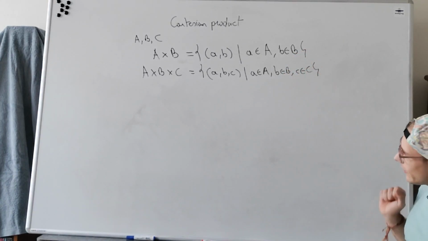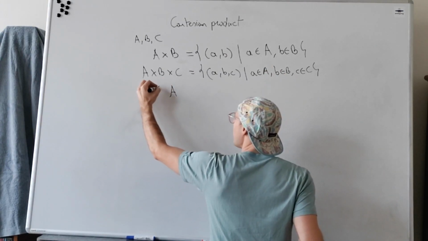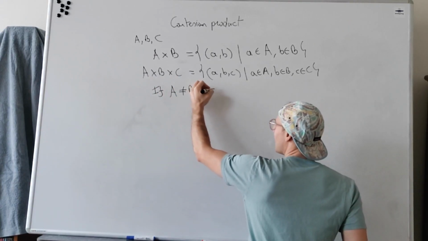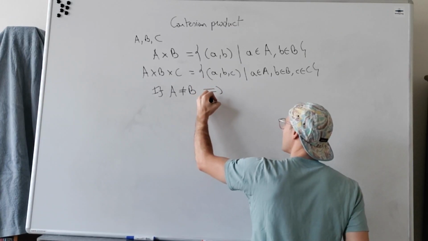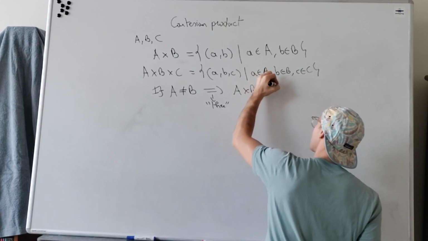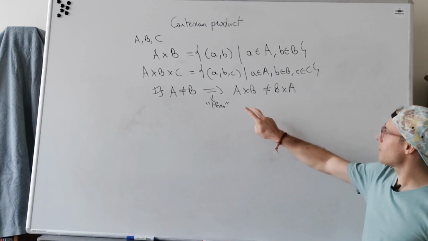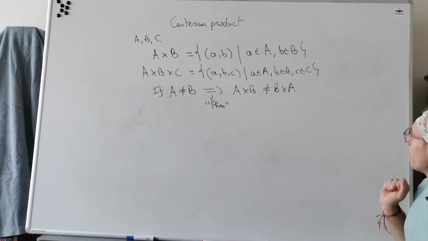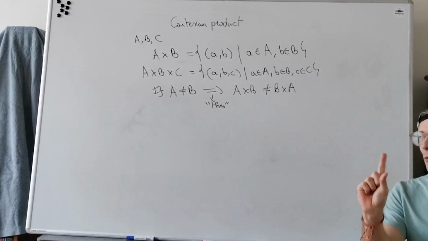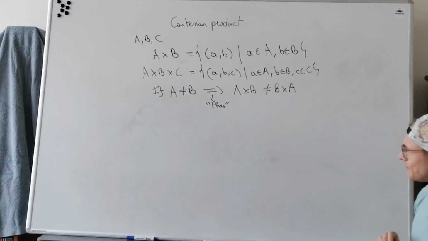What we can already see from this definition is that if the set A is not equal to the set B, then you can see that these sets are not the same. The product of A and B is not equal to the product of B and A. If you multiply, for example, rational numbers, it's commutative, you can just switch the order. With sets, it's not. So that's already an important distinction.